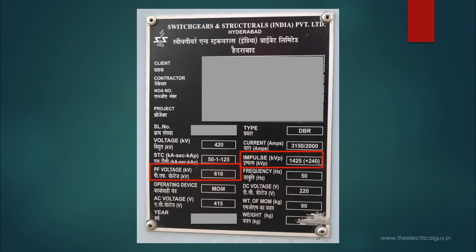So moving on, next is the operating device. Here you can see it is mentioned as MOM, which indicates motor operated mechanism. Now disconnectors generally come in two different operating mechanisms. One is motor operated and another is manually operated. In case of manual, you have to go there and manually spin the handle to open or close the disconnector.